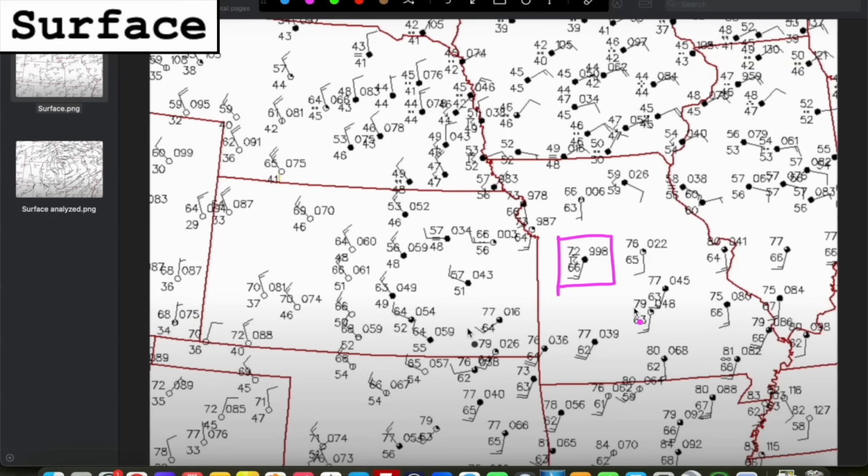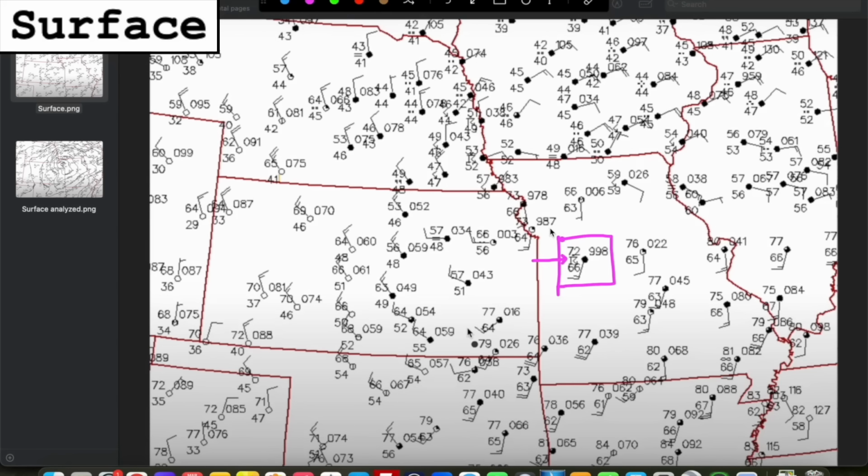So those are the main values that you'll see on a station plot. You may also see these symbols here between the temperature and the dew point. These represent the present weather that's ongoing at the station at the time of observation. We're not going to go through what all of these symbols mean.